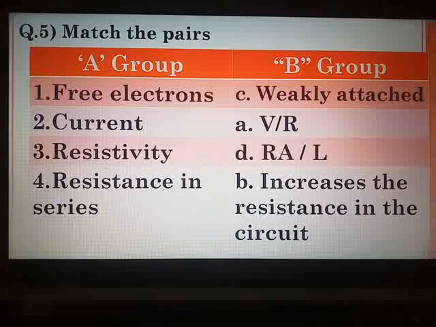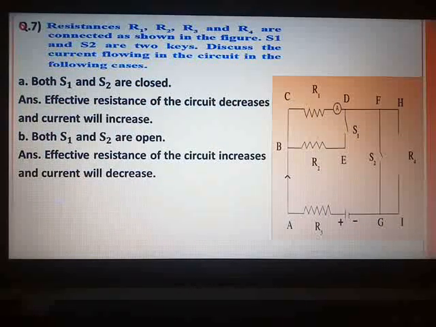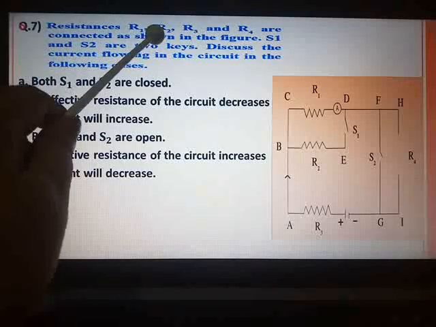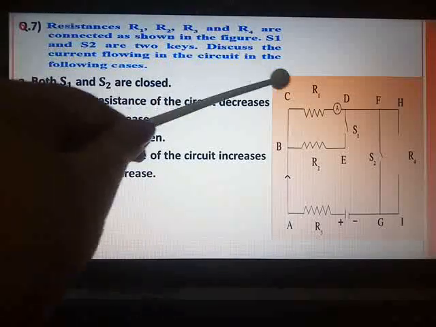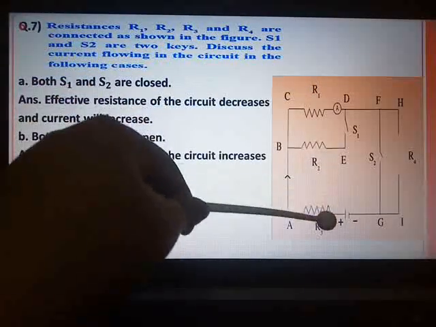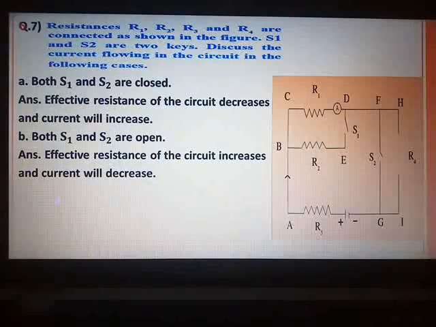Because if I discuss everything over here, then your utilization of brain will not be done. Question number 7 again. You can say it is an application based question. Read it carefully. Resistances R1, R2, R3 and R4, 4 resistances, are connected as shown in the given figure.